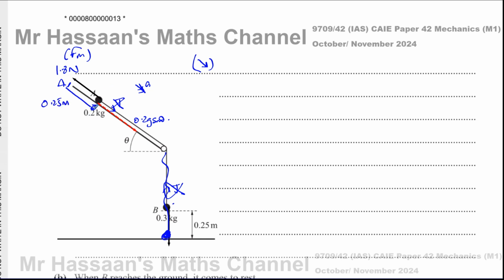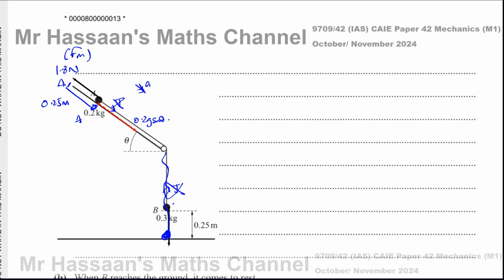And then at this point, the acceleration changes. Why? Because when B hits the ground, the string becomes slack. There's nothing pulling it down apart from its weight. So the situation changes. We need to work out what speed A reaches by the time it gets to that point. So let's work out that first.